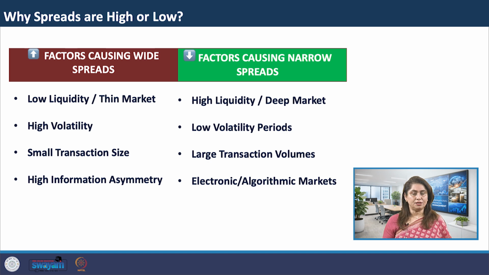High liquidity or a deep market reduces the spread because there are many buyers and sellers, so dealers can offset positions very easily. Second, during low volatility periods, exchange rates are more stable, so the dealer faces less risk and does not need a large margin.